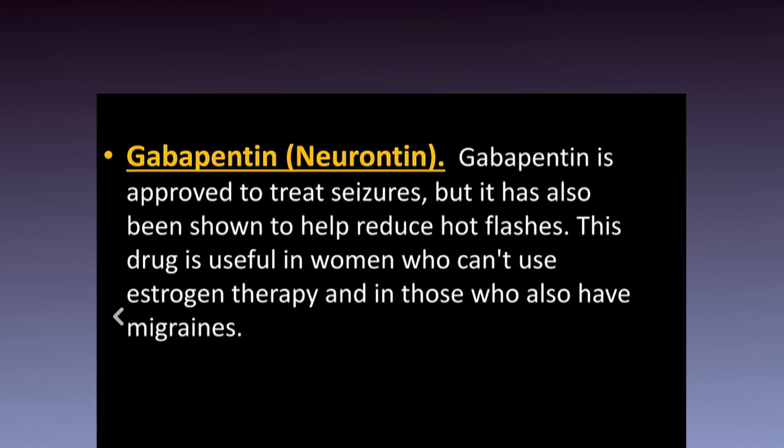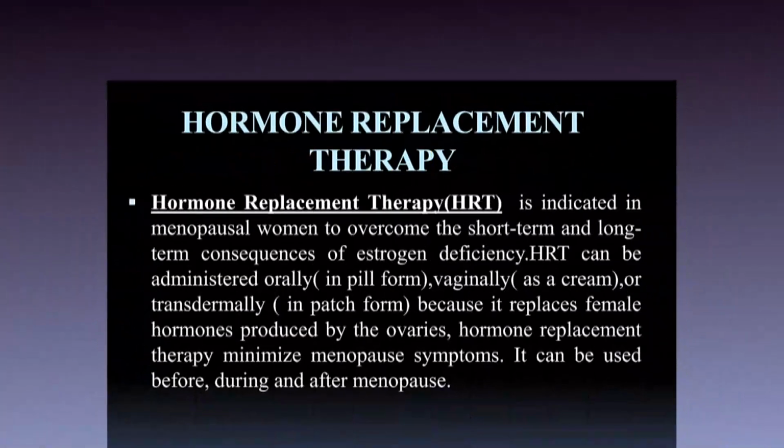Gabapentin also can be helpful. Gabapentin is approved to treat seizures, but it has also been shown to help reduce hot flashes. This drug is useful in women who can't use estrogen therapy and in those who also have migraines. Next we'll move on to the hormone replacement therapy.